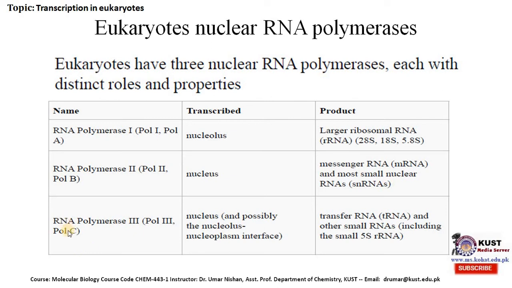There is another type which is called RNA polymerase 3 or Pol 3. It's also called Pol C. It transcribes in the nucleus and possibly the nucleolus-nucleoplasm interface. The products are transfer RNA, tRNA, and other small RNAs, including the small 5S RNA.